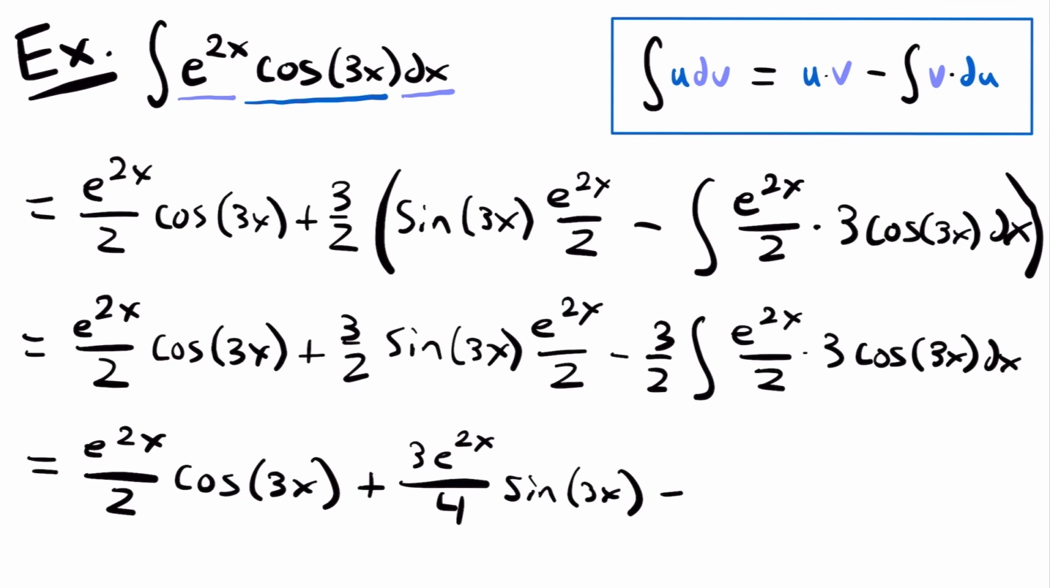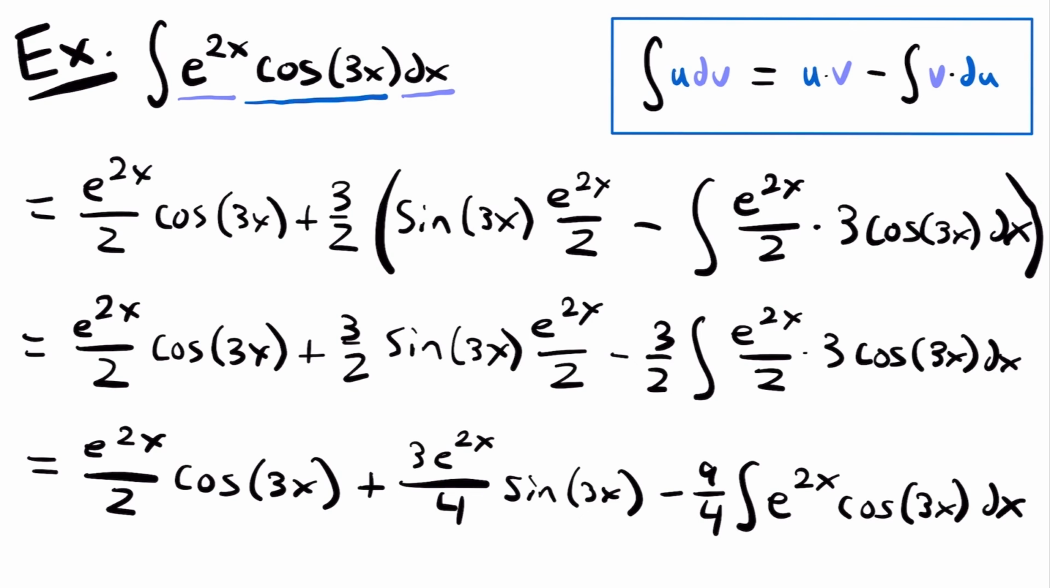And then we will subtract this integral, which we can pull another 3 halves to the outside. We have this 3 and this 2 in the denominator. So 3 halves times 3 halves is 9 fourths. And that will be multiplied by the integral of e to the power of 2x times cosine of 3x dx.